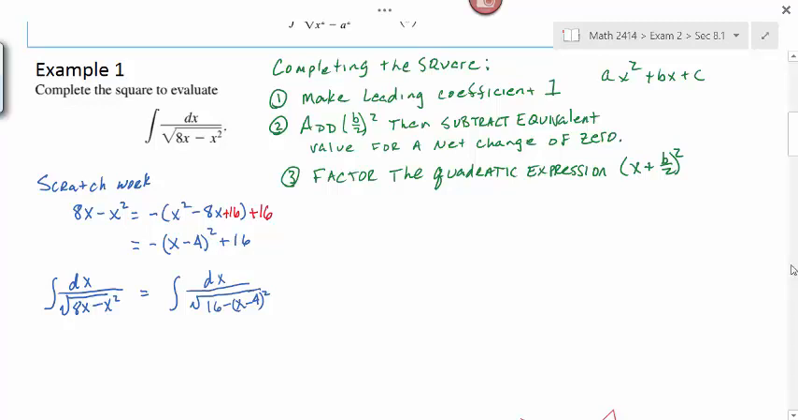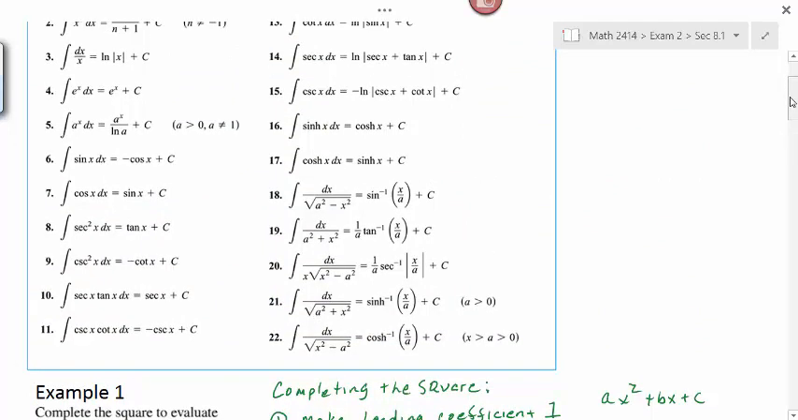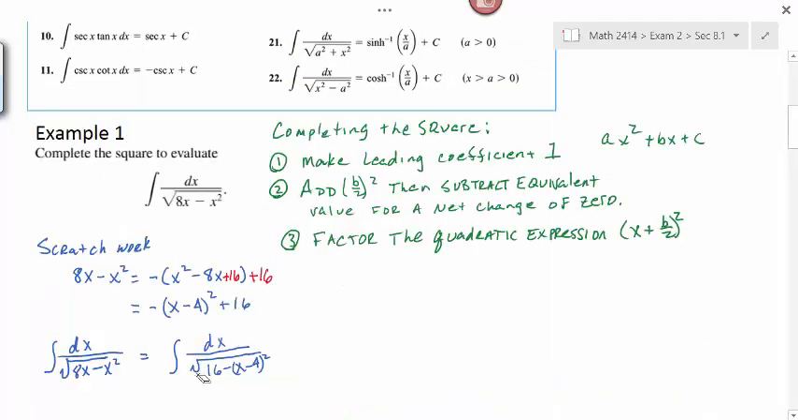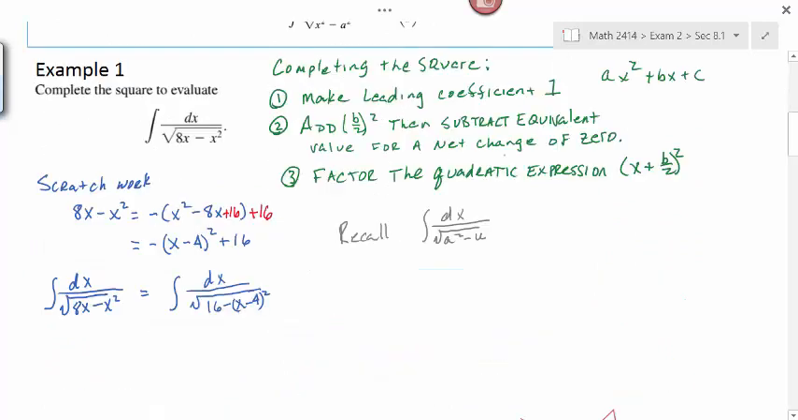Now if you look at your table of integrals, which one of these formulas does that problem look like? We have dx over the square root of 16, and 16 is 4 squared, isn't it? So that's a squared minus a function of x squared. Doesn't that look like sine inverse? Let's write it with u's and du's. And this is sine inverse of u over a.